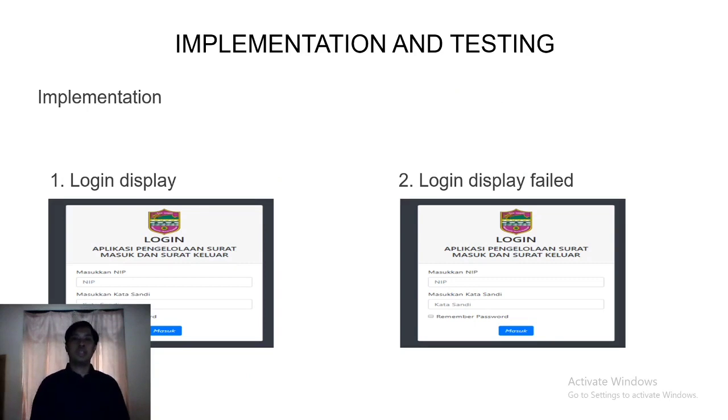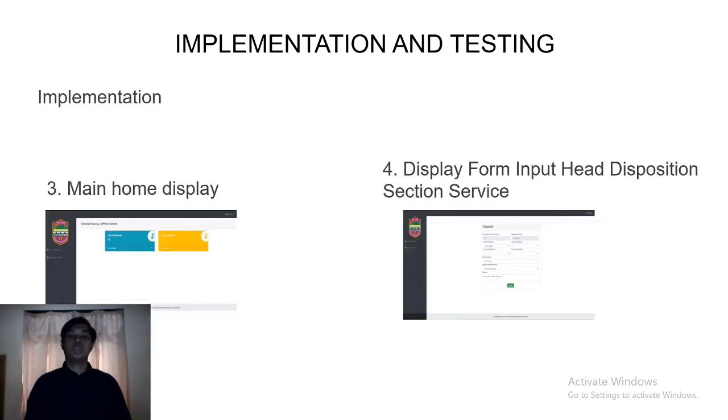The next is implementation and testing. In implementation, we have 10 displays for the web application. Number one is login display. Number two is login failed display. Number three is main home display. Number four is display of the input form for the head of the disposition section service.